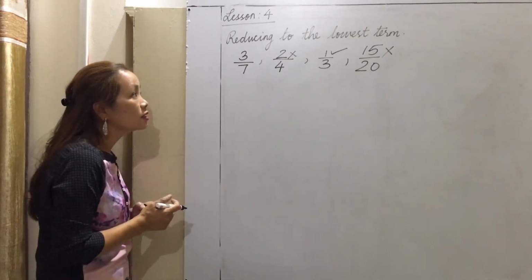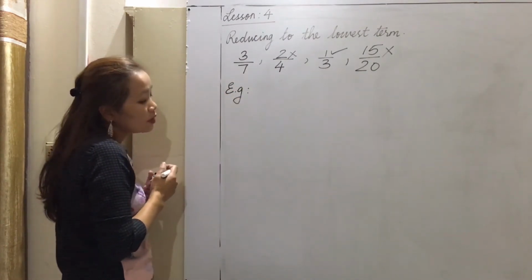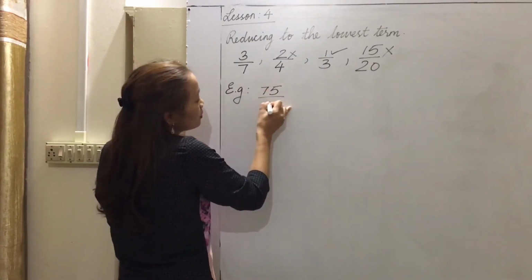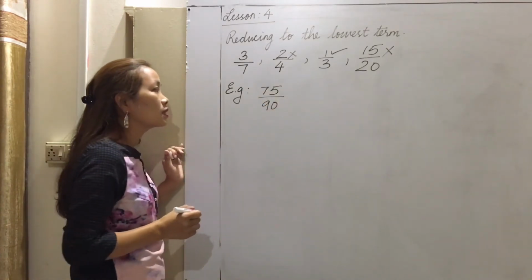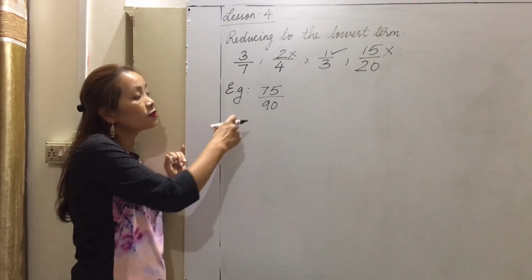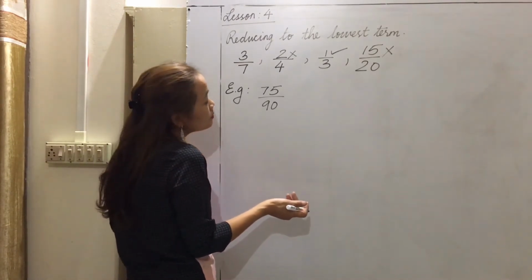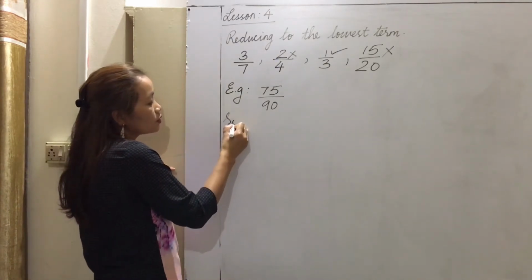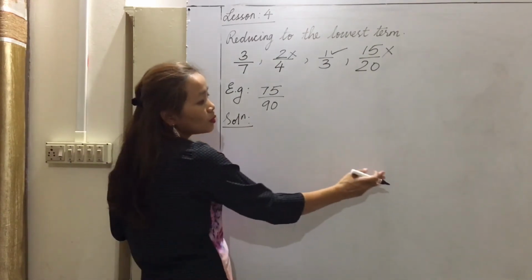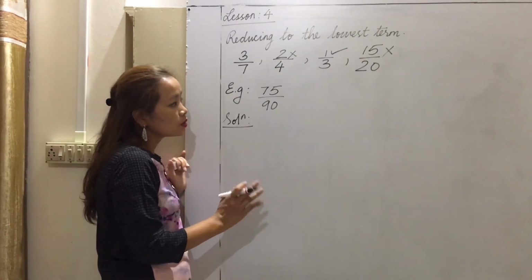How do we convert fractions into the lowest term? For example, let us look at 75 and 90. We need to convert 75 by 90 into its lowest term. I'm going to explain two methods of converting a fraction into its lowest term, right? You can solve your assignment using either method.